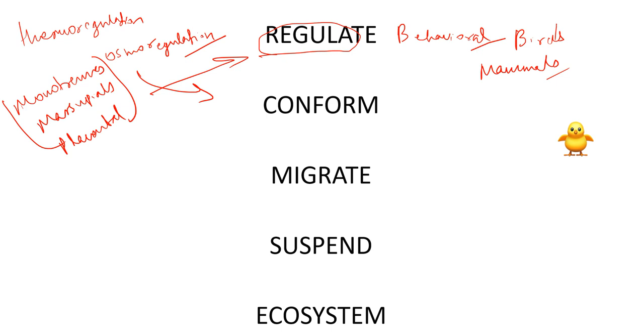What is happening in humans, friends? When it is very hot outside, in summer, obviously we are going to sweat profusely. A lot of sweat comes out, which gives us a cooling effect. And when it is winter outside, we are going to produce a whole lot of heat.